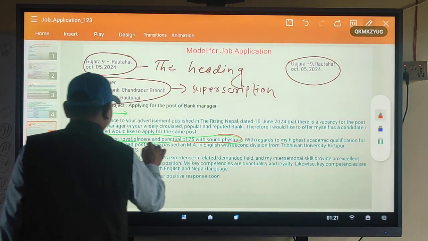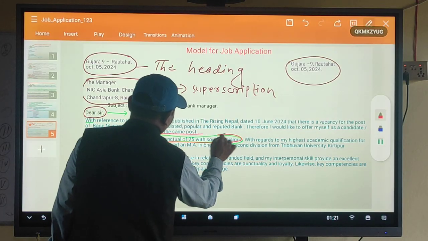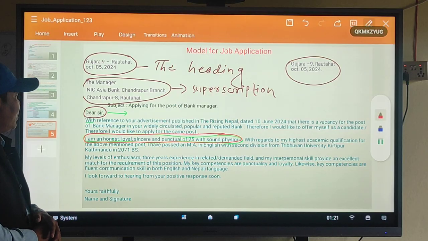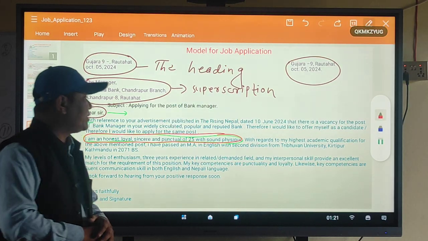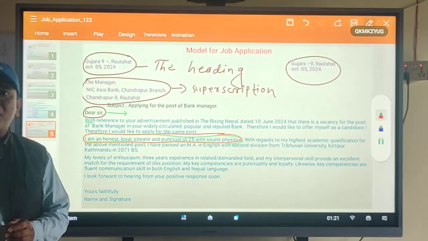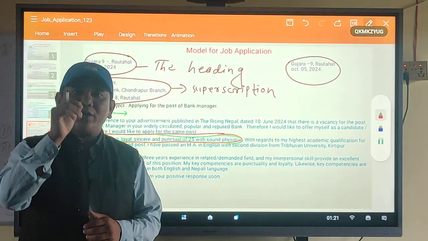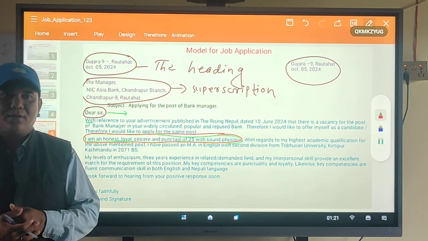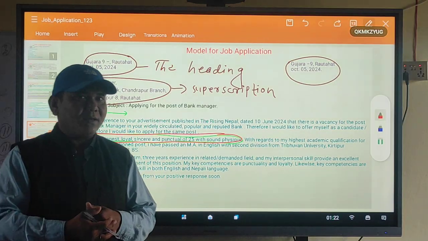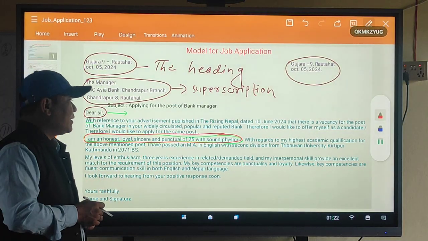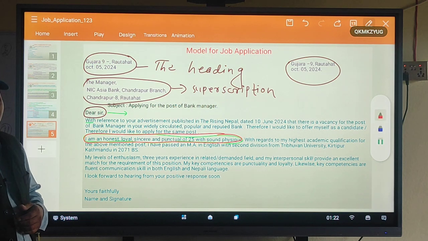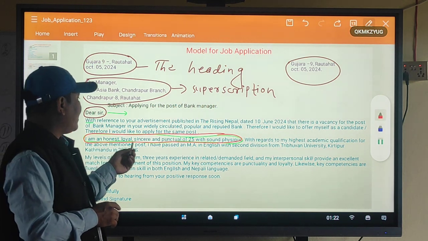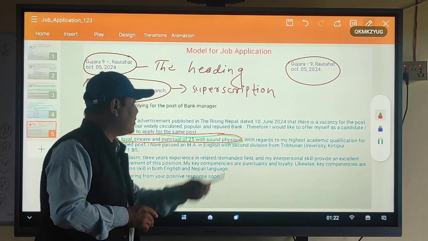Look at this. I am an honest, loyal, sincere and punctual of 25 with sound physique. This is a perfect, short and sweet introduction of an applicant. This is a short and sweet introduction of the sender.